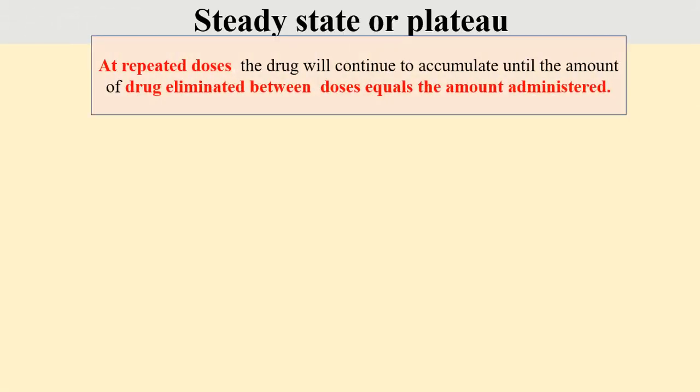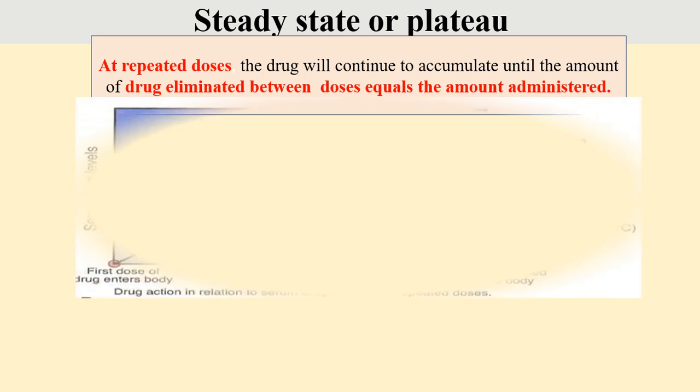Here we have another term, which we call the plateau or the steady state. When we give repeated doses, the drug will continue to accumulate until the amount of the drug eliminated between doses equals the amount administered. That means the relation between the dose eliminated and the dose administered.